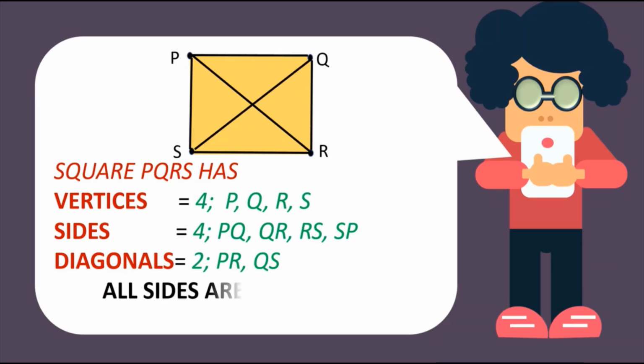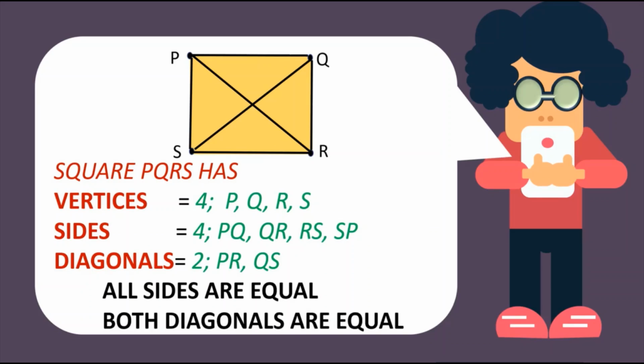In a square, all the 4 sides are equal. That means PQ is equal to QR, QR is equal to RS and RS is equal to SP. And SQ and PR, that are the diagonals, they are also equal.